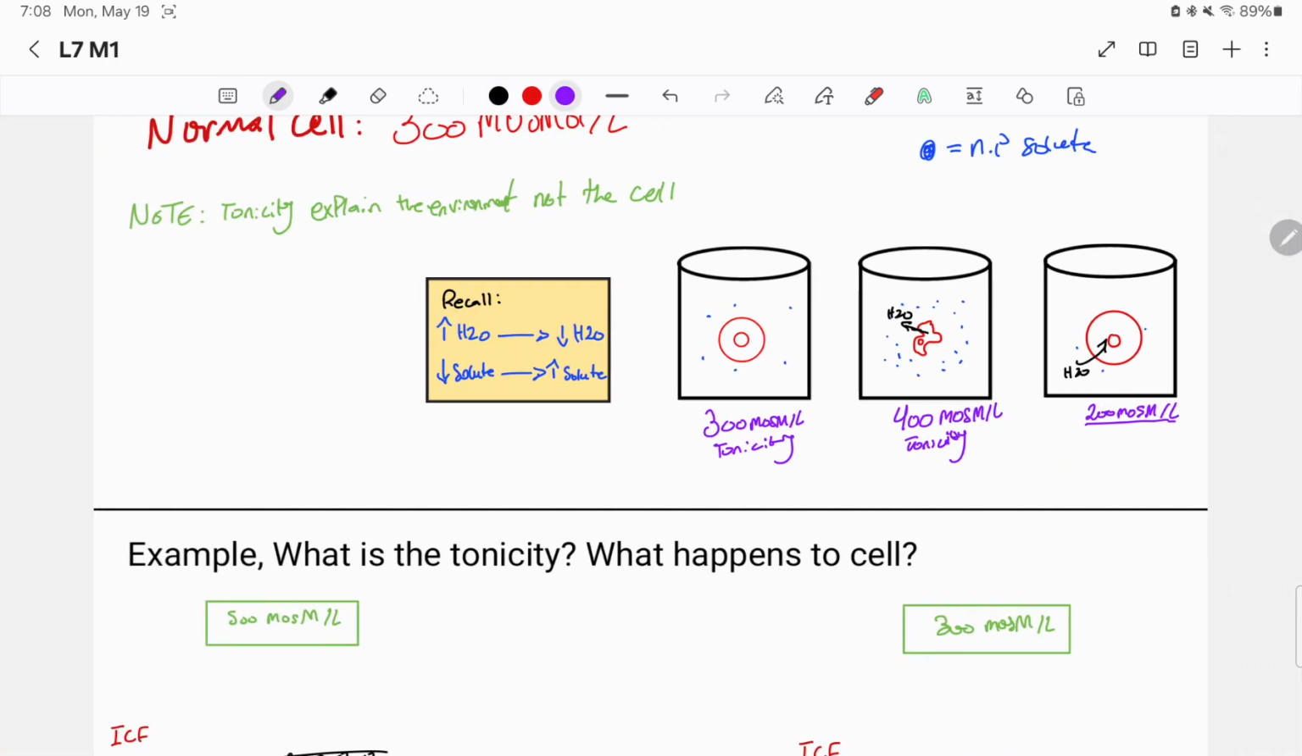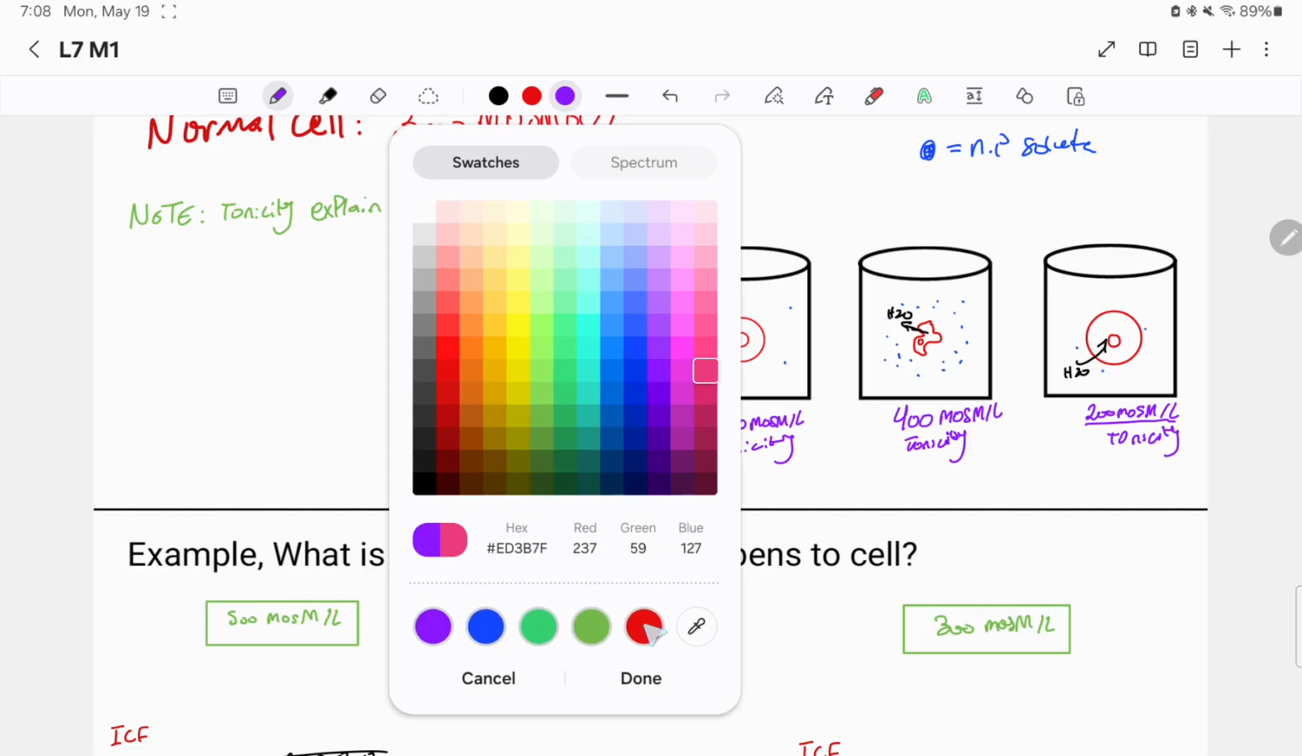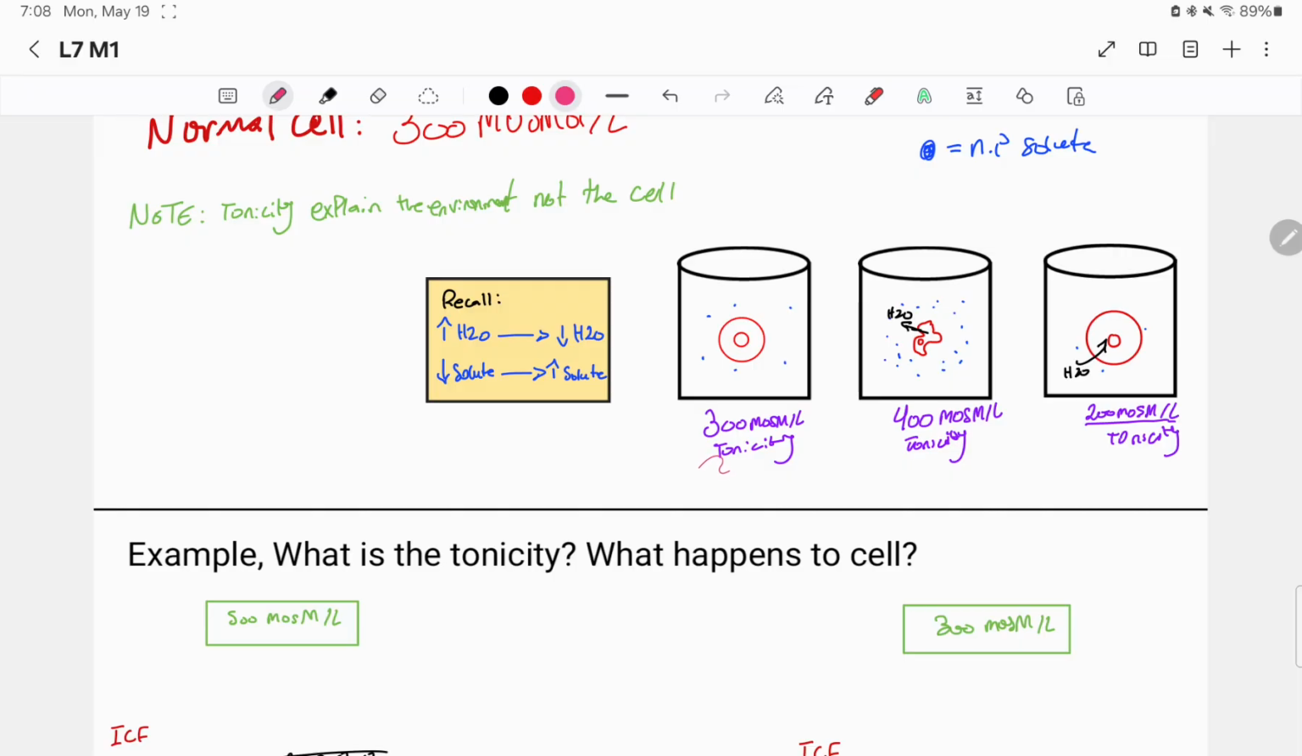Great. Now, you have to understand how to describe the environment surrounding the cell, right? Because we said tonicity explains the environment, not the cell. So if we say the outside is 300 milliosmoles, which is the same as what's inside, we have to give that a kind of a name. And so we say that the outside and inside have the same amount of tonicity, and that's called isotonic.